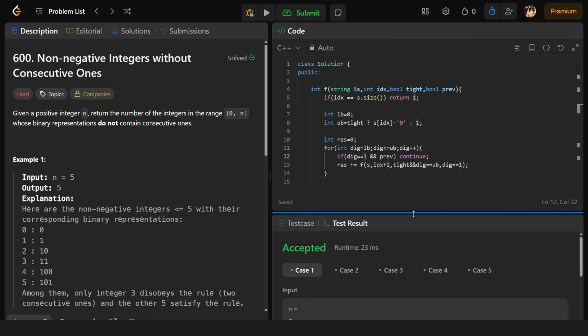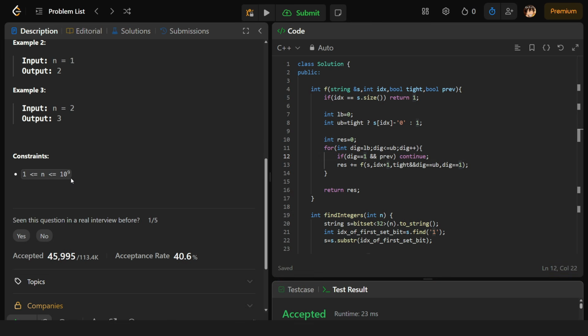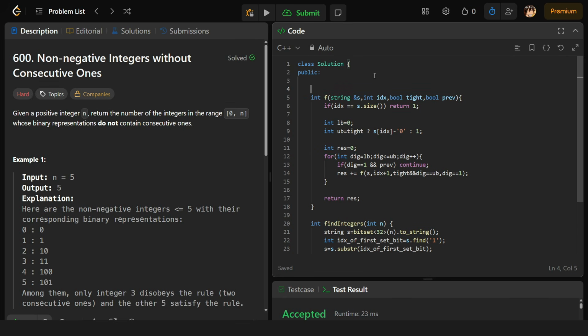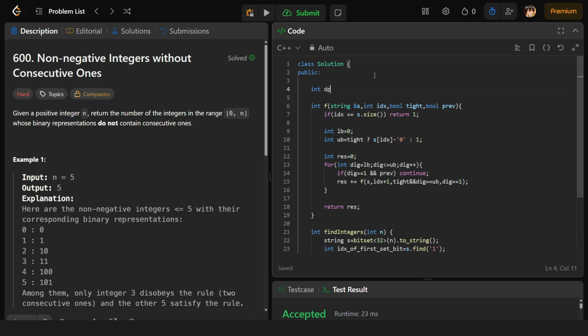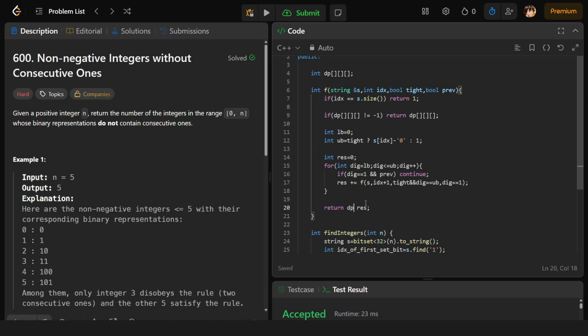So as you can see that the test cases are getting passed here, but obviously this will give a time limit exceeded because the value of n can go up till 10 to the power 9, right? So let's define the dp table here. So since we are given 3 states here, it will be something like this. So let's write it here. So if the dp of this is not equal to minus 1, then we will return the existing value, right? That is this, and also store it here.